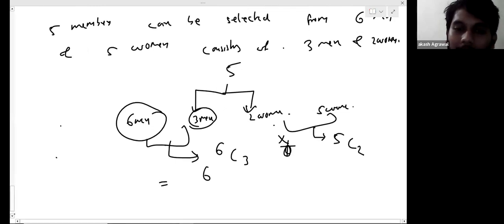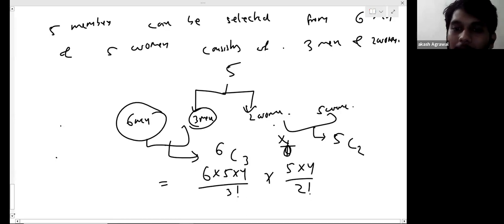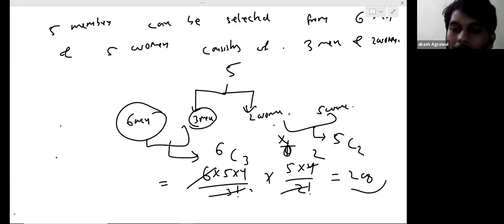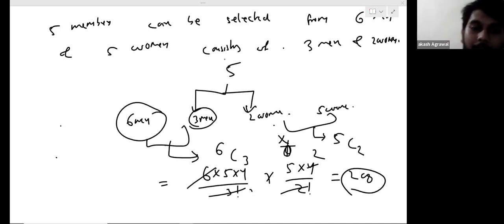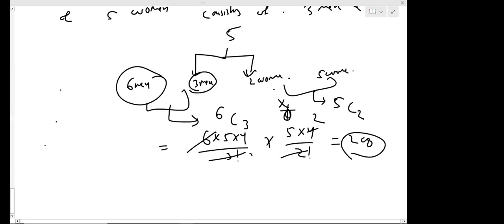So the answer of this is 6 into 5 into 4 upon 3 factorial, into 5 into 4 upon 2 factorial. So 3 into 2 cancels 6, 2 into 10 is 20, so 200. Absolutely correct answer. All right, Harsha, Rishita. Got it, everyone? Yes, sir.